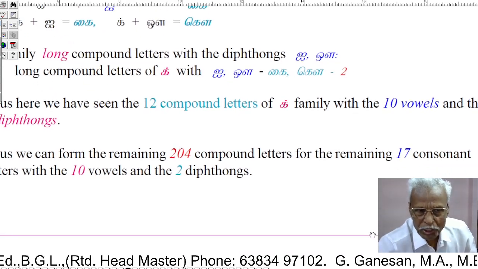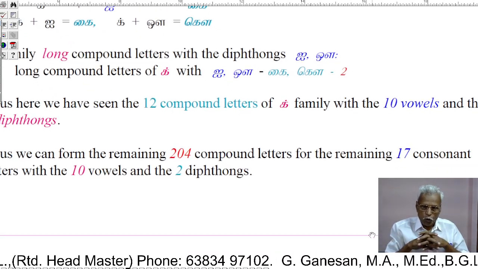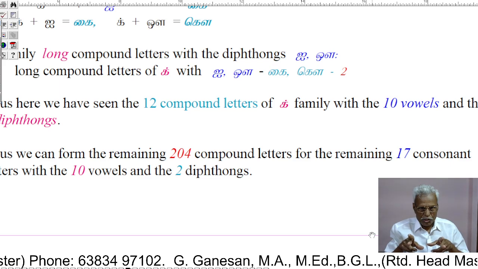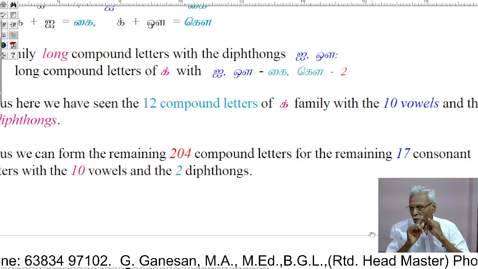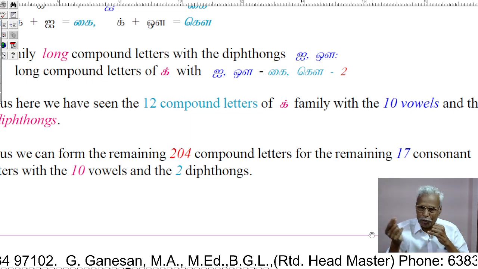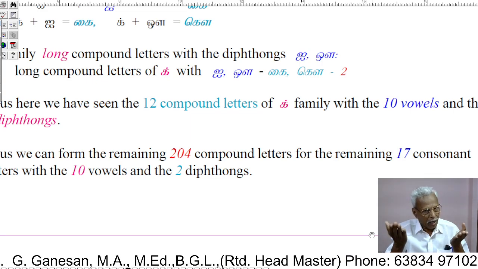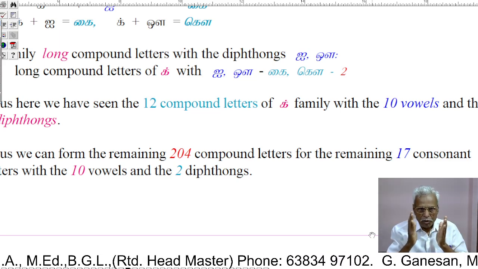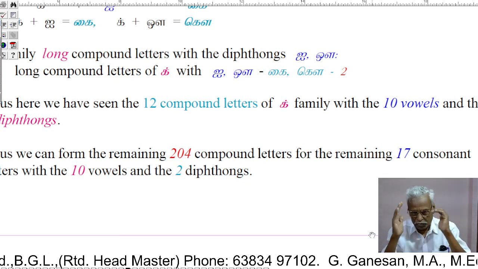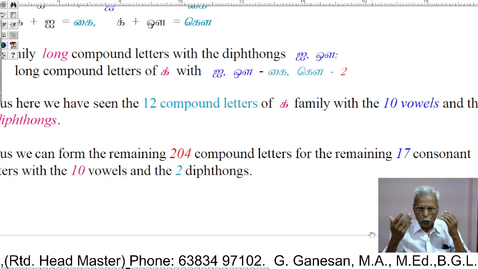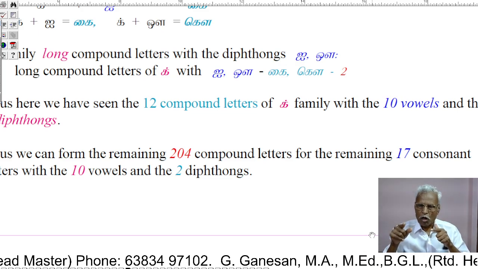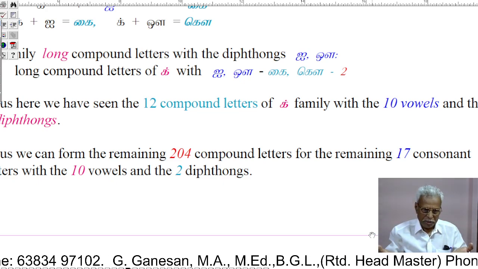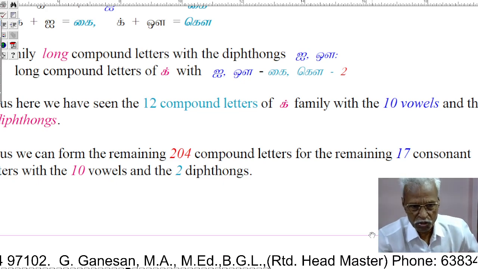In this way, we can form the remaining 204 compound letters for the remaining 17 consonant letters with the 10 vowels and the 2 diphthongs. That is, taking the consonant ik and using the 10 vowels and the 2 diphthongs, I showed you how the 12 compound letters of ik are formed. In this way, we can form the remaining 204 compound letters using the 17 consonants, the 10 vowels and the 2 diphthongs.